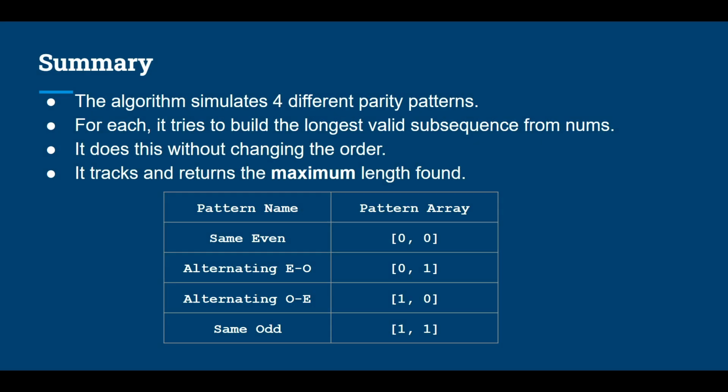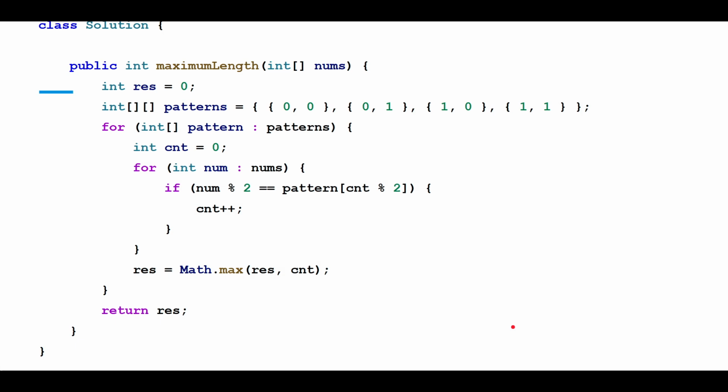So if we summarize this, the algorithm simulates 4 different parity patterns, and for each, it tries to build the longest valid subsequence from the nums, without changing the order, and it tracks the results, and finally it will return the maximum length found. So what were the patterns? When we have the same parity, like even even, we get 0 0. If we are alternating odd and even, we get 1 0, or the same odd gives 1 1, right? I hope you understand.